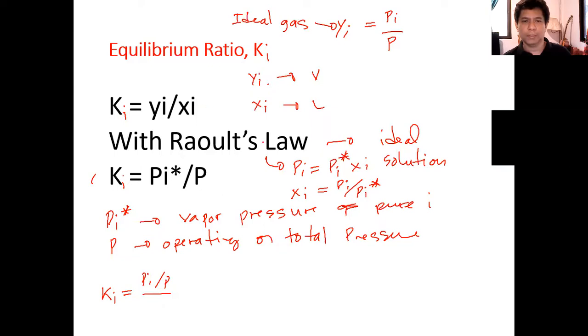Tapos, yung X sub I natin is P sub I over P sub I star, no? Okay? So, as you can see, magkakancel lamang itong P sub I and you'll have the equation, ano? So, P sub I star divided by P. Remember, P is the total pressure or the operating pressure, no?